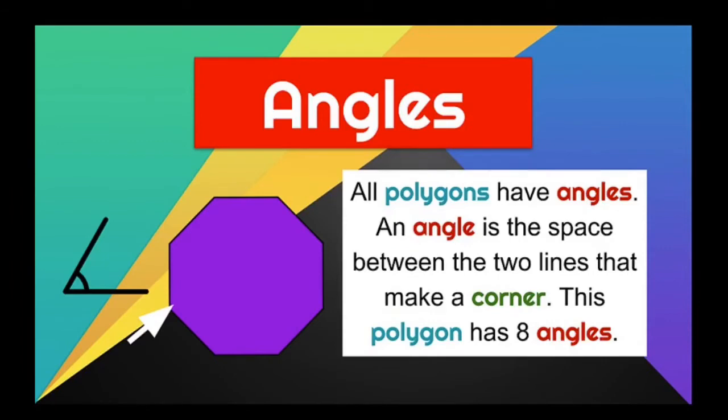Next, let's talk about angles. All polygons also have angles. An angle, as shown right here, is the space in between the 2 lines that make a corner. So if we look at our polygon, it has 8 angles. 1, 2, 3, 4, 5, 6, 7, 8. Did you notice what symbol I used to make those angles? That's the symbol that shows that there's an angle between 2 straight lines.